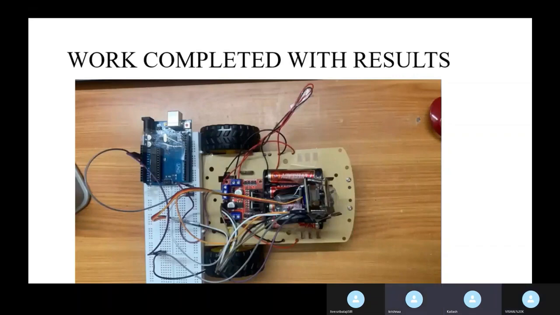Myself, Kailash, I'll be explaining from here on. Work completed with results. Here is our robot. We have used the robot chassis, two-wheel drive, and we have used 4 AA batteries to power the motors. Since we were not able to get our breadboard power supply delivered for powering the ESP32, we went to powering the ESP32 using the Arduino itself. This Arduino will be connected to the laptop as the power source.